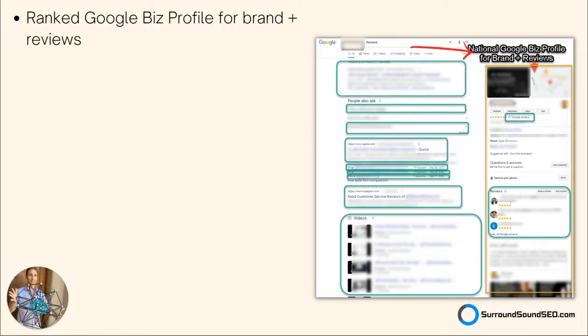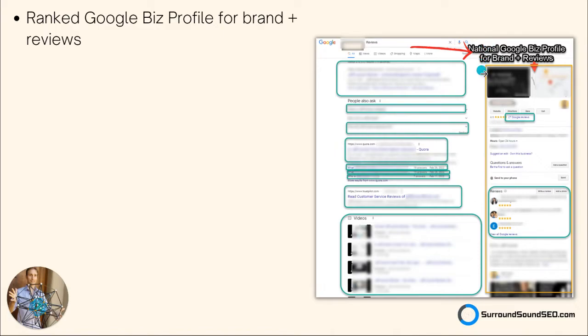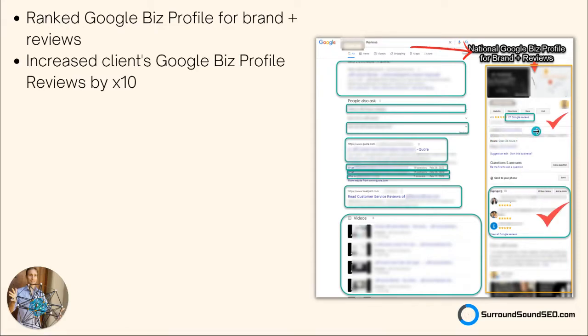Here's some of the things that we did. We ranked the Google Biz profile for brand reviews. That's this over here on this side. When we first got to this account, they were ranked within a 100-mile area of their business. By the time we were done, they were ranked nationally and in some cases internationally for this real estate. This is a large piece of real estate, and therefore we were required to focus also on the reviews.